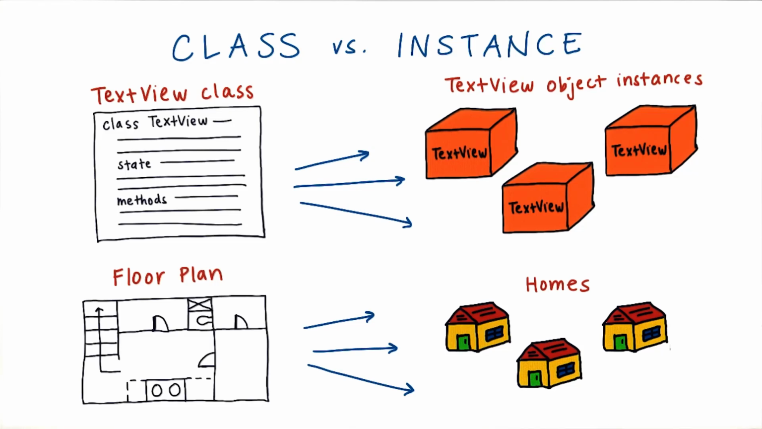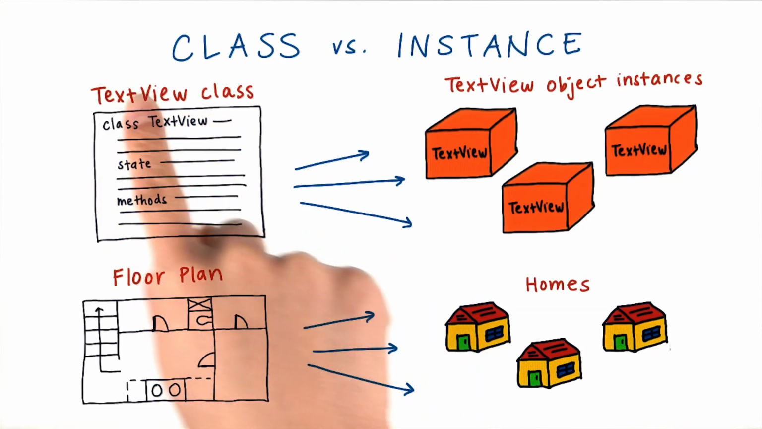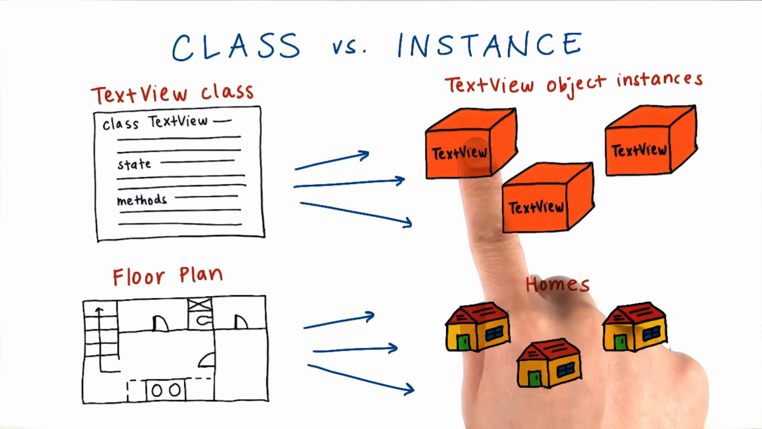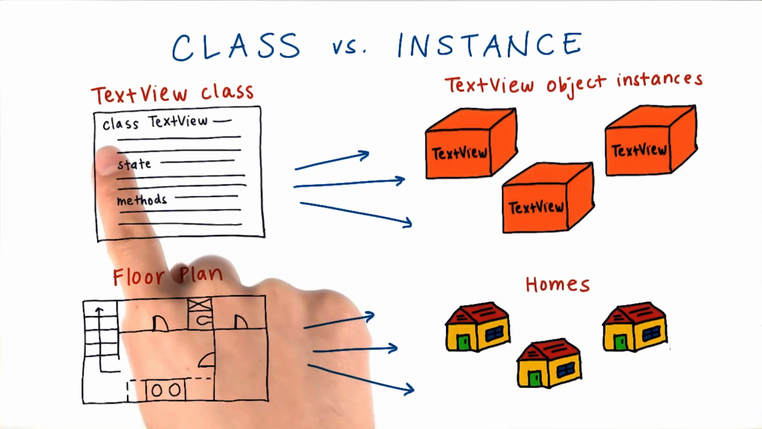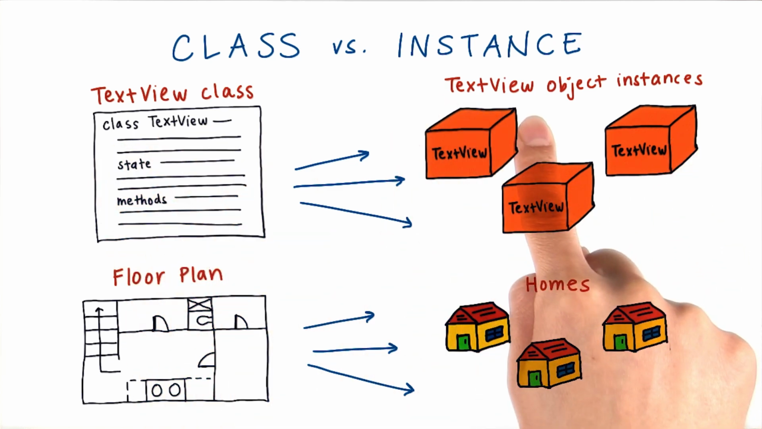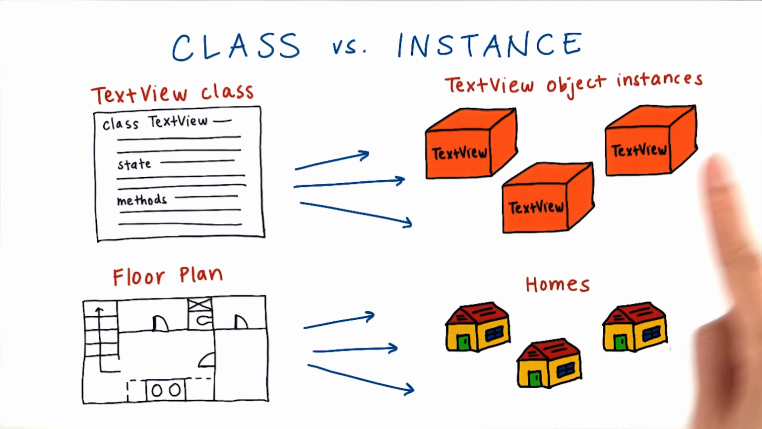In the last video, I briefly mentioned that a constructor is defined within the class and it's used to actually create the object instances. So we call the TextView constructor to create this instance, and we call it again to create another instance, and so on. Let's look at the code for how to actually call a constructor.